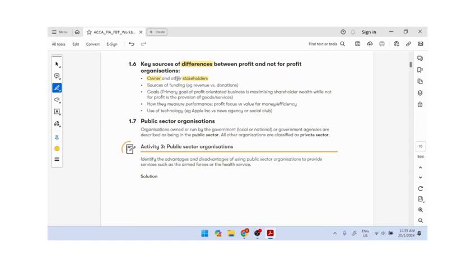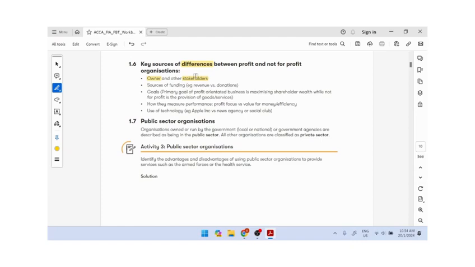Then for the not-for-profit, normally there is a board to decide what decisions to make. Okay, and then the stakeholders. The stakeholders for the profit organization are, for example, those who buy. The buyer is also a stakeholder for the profit organization. But for the not-for-profit, there's no buyer. There are only beneficiaries who are being helped by the not-for-profit.